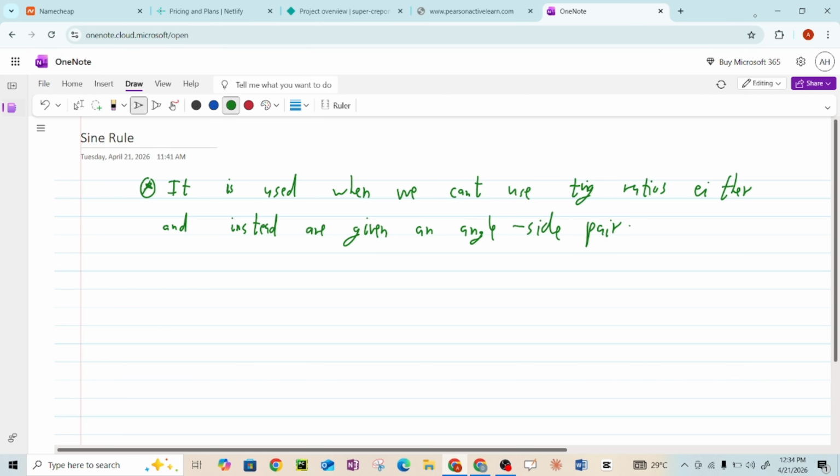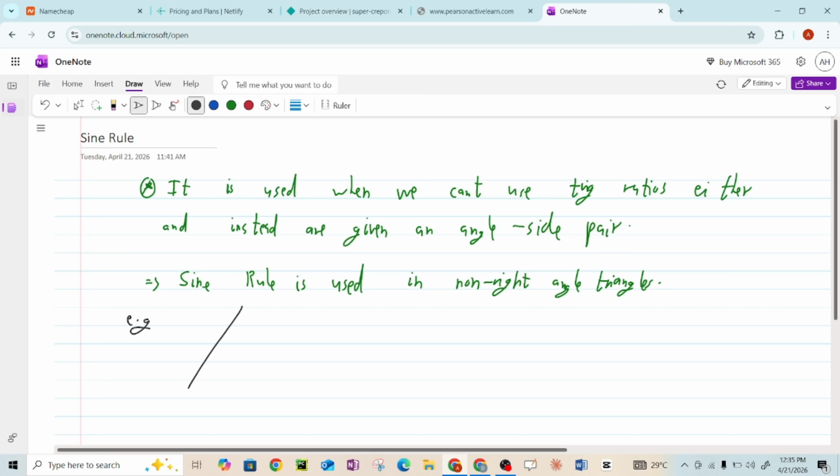Now, why can't we use trig ratios in this? I'll tell you a very interesting thing. Sine rule is used on those triangles which are not right angle. Sine rule is used in non-right angled triangles. Okay, so that means if I had a shape, let's take an example. This shape, just an example.